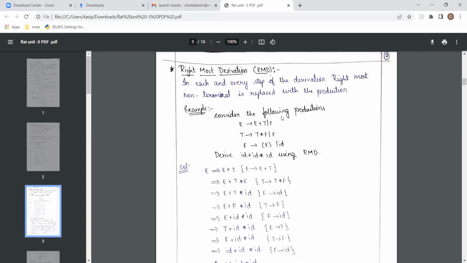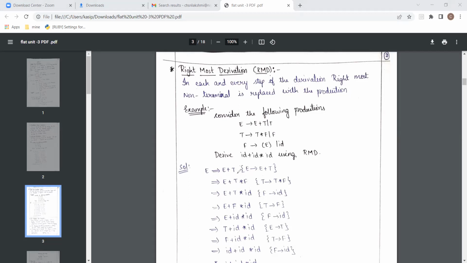Okay, so consider the same example we have taken for the leftmost derivation. What is the example I have taken? The same example, ID plus ID into ID. That is what I have to derive by using the rightmost derivation. Rightmost derivation means from the right hand side you have to move. From the right hand side we are going to move here. Okay, so here, from the rightmost side we are going to do.